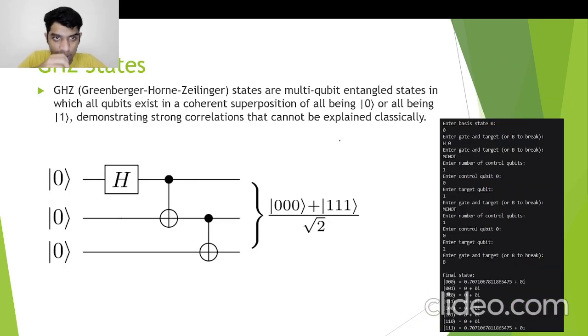Similarly, this is the GHZ state. This is for the three-qubit state vector. The Bell state was for the two-qubit state vector. This works in a similar way. It also creates an entangled state in which qubits exist in a coherent superposition. This is the example output.